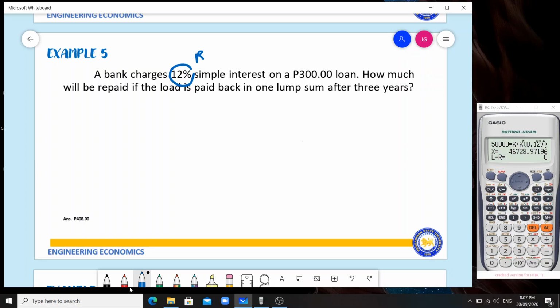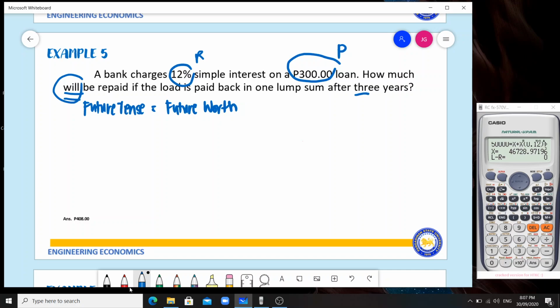How much will? So, ito, dahil gumamit siya ng future tense, so, ang hinahanap niya, malamang, ay yung future worth of money. Okay? So, ibig sabihin na si 300 pesos, ito yung present worth mo. If the loan is paid back in one lump sum after 3 years. So, ito na yung time. So, ang hinahanap is future tense or future worth.